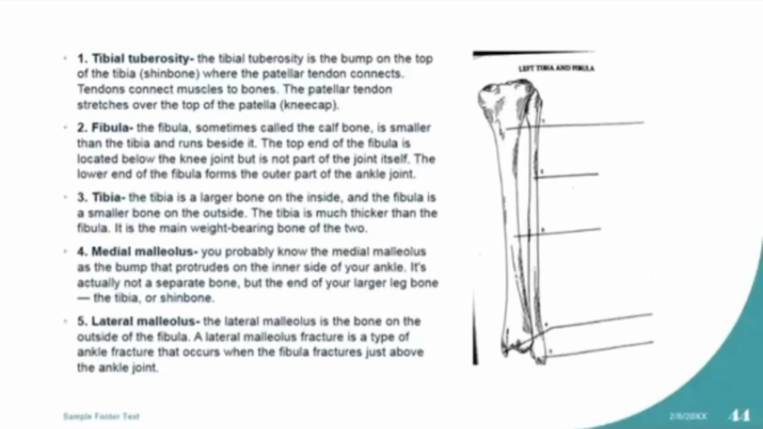Number 5 is your lateral malleolus. The lateral malleolus is the bone on the outside of the fibula. A lateral malleolus fracture is a type of ankle fracture that occurs when the fibula fractures just above the ankle joint.